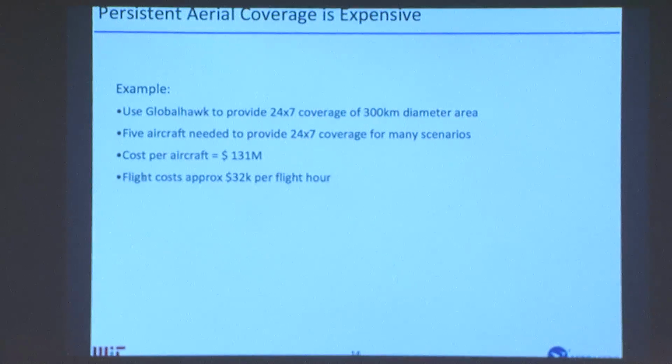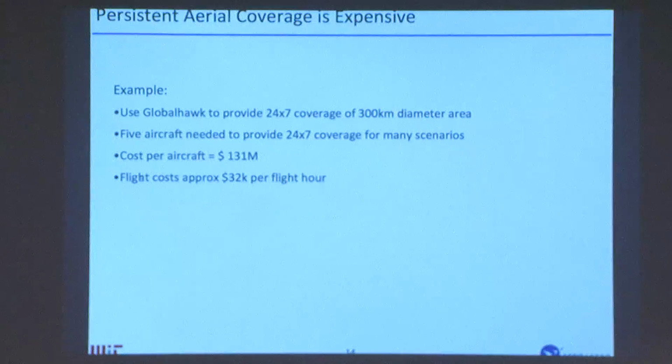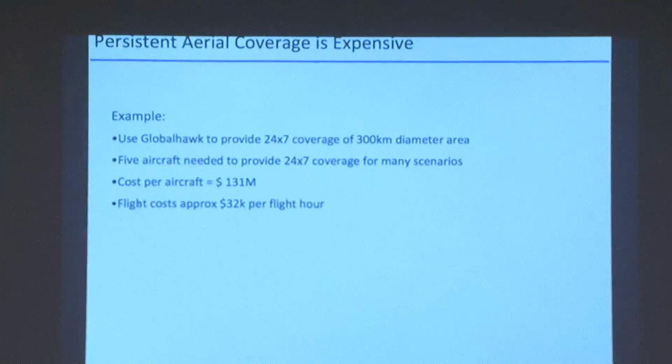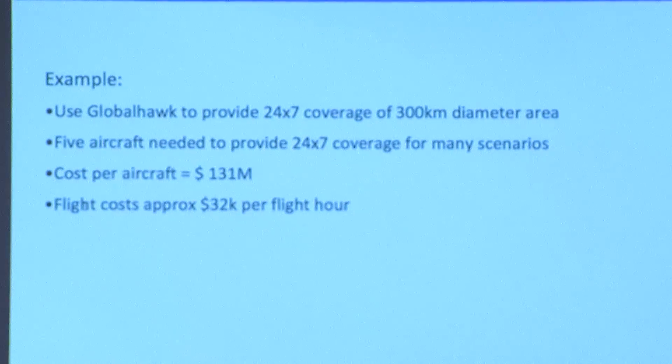It turns out providing persistent aerial coverage is super expensive. So Global Hawk is an aircraft that's operational today. It's in the Air Force inventory. The Air Force can order Global Hawks to go out and do useful things. But providing 24/7 coverage of, let's say, a 300-kilometer diameter area would need about 5 airplanes, because you have airplanes transiting in, airplanes transiting out, some down for maintenance. So there's a lot of airplanes needed, and they each cost $131 million. And flying them is expensive too. It costs $32,000 an hour to have a Global Hawk in the air flying.